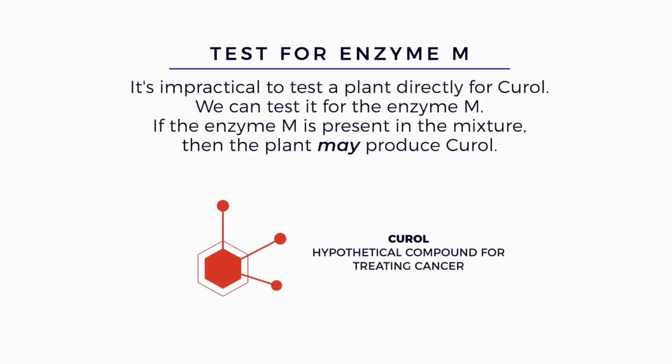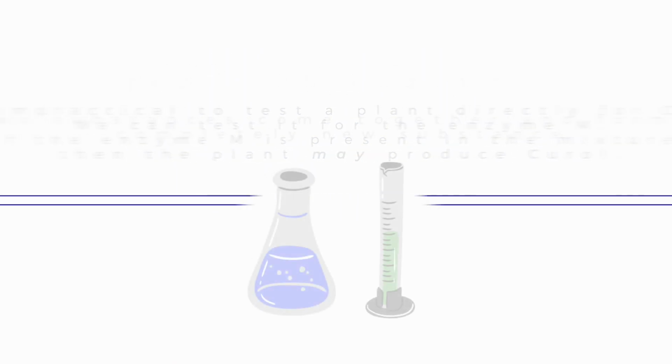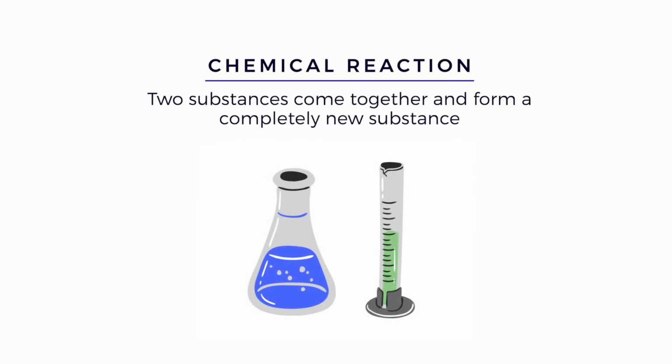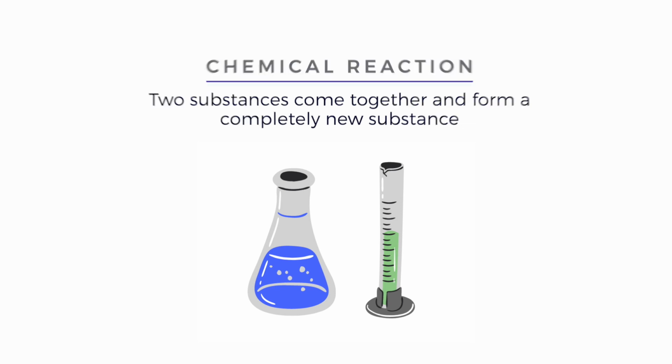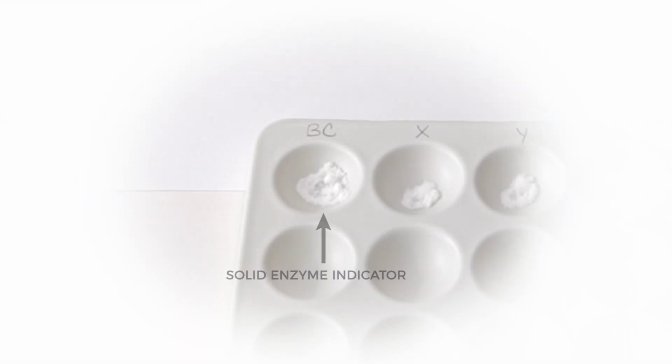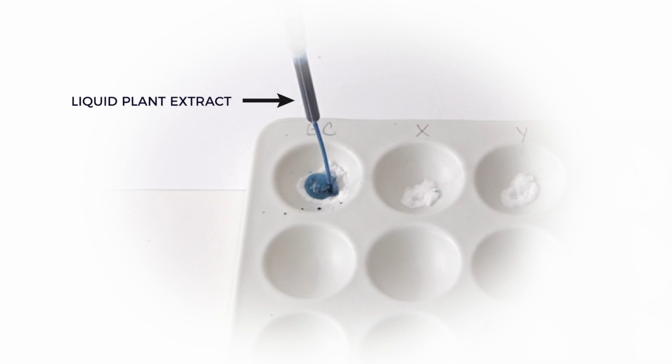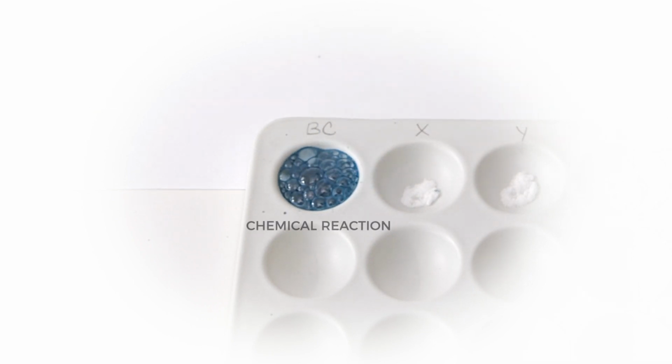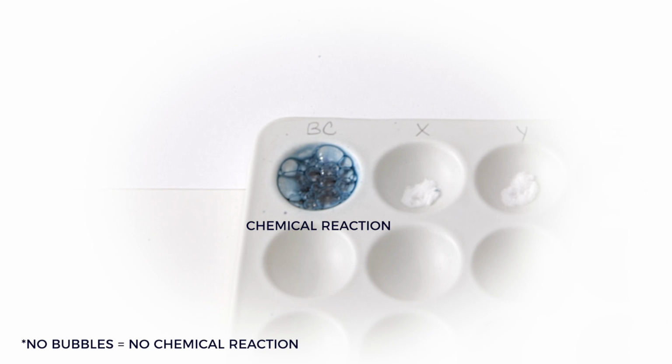Since it's not practical to test the plant directly for curol, we can test it for Enzyme M. If the enzyme M is present, then the plant may produce curol. Remember that in a chemical reaction, 2 substances come together and form a completely new substance. In our reactions, we saw that when we mix a solid enzyme indicator with a liquid plant extract, some of the mixtures created a new substance, gas, which is evident by the presence of bubbles. If there is no bubbling or fizzing, then no reaction took place.